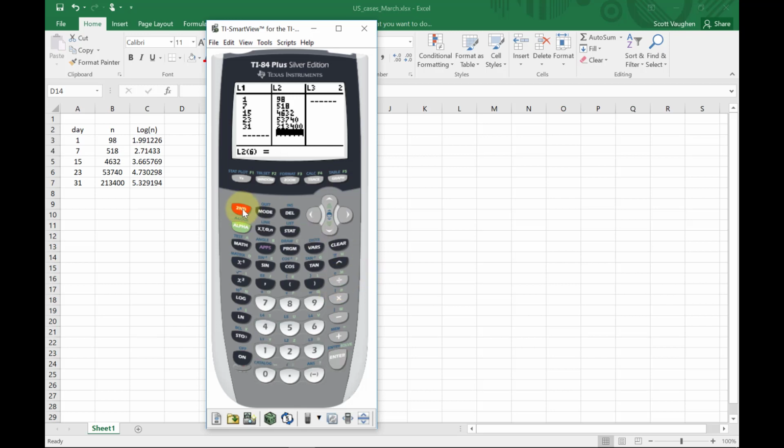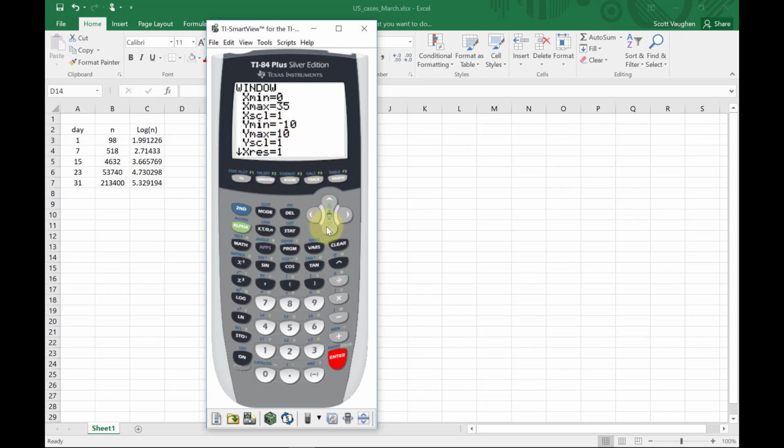Okay, so once that's in, you can exit from that, so second quit, and then of course looking at the graph we don't see anything because this is the standard window from -10 to 10 and -10 to 10. All of these number of cases are completely off the window, so we can reset the window. Let's click on the window button here, and let's go from 0 out to, on the horizontal scale, the x values, let's go to 35 because we've got 31 days here. And the x scale means how many hatch marks it will make between 0 and 35. So we'll do one every unit. So it'll count 1, 2, 3, 4 out to 35.